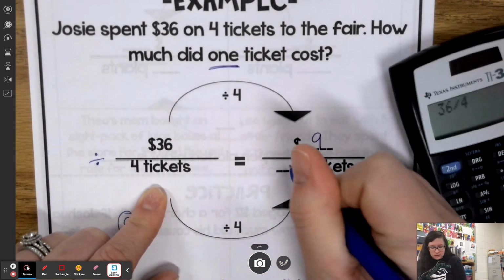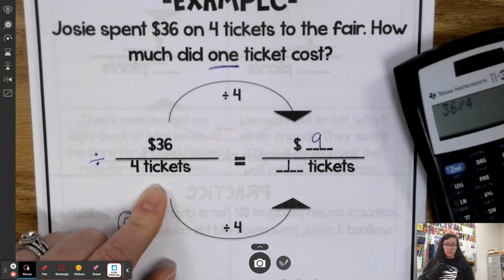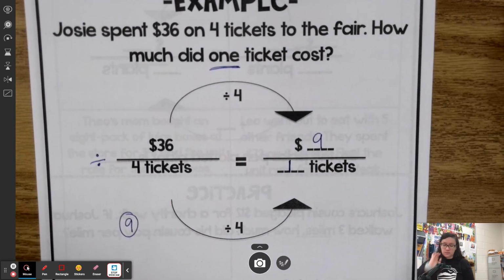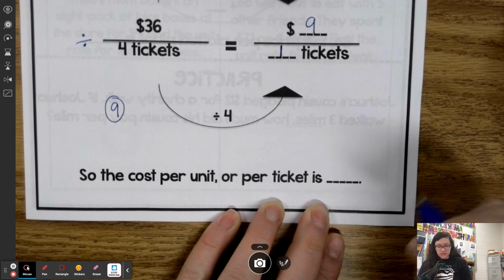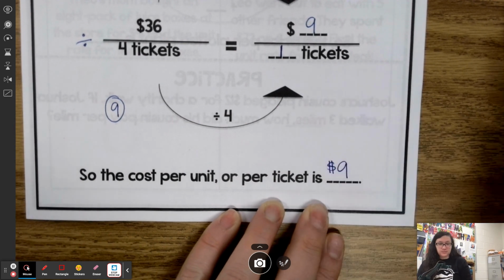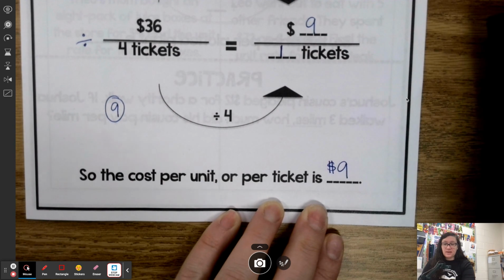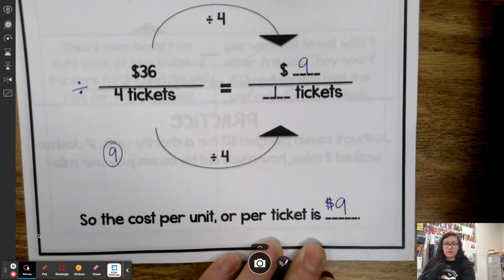For 1 ticket, because my unit rate is always going to be 1 in my denominator. So down here it says the cost per unit or per ticket is $9. Teachers, go ahead, pause that video and let students finish writing for that problem.